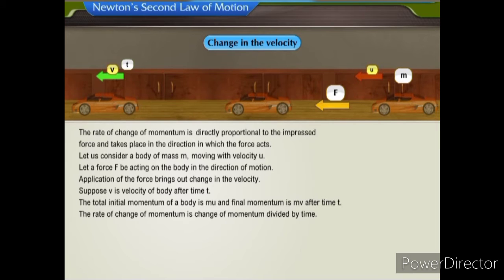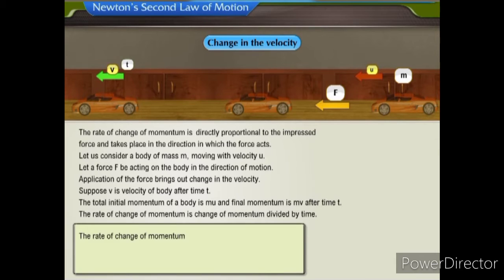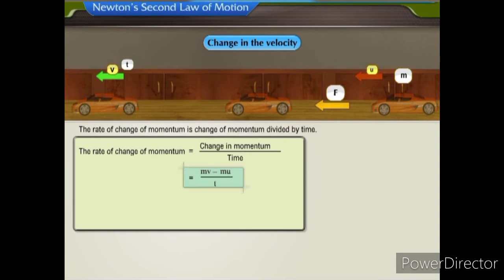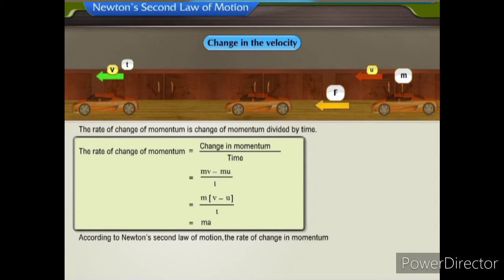Now, the rate of change of momentum is the change of momentum divided by time. That is, the rate of change of momentum is equal to the change in momentum upon time, which is equal to (mv minus mu) upon t. On simplifying this equation, we get the rate of change of momentum is equal to m multiplied by (v minus u) upon t. This is equal to m into a. According to Newton's second law of motion, the rate of change in momentum is directly proportional to the force F.